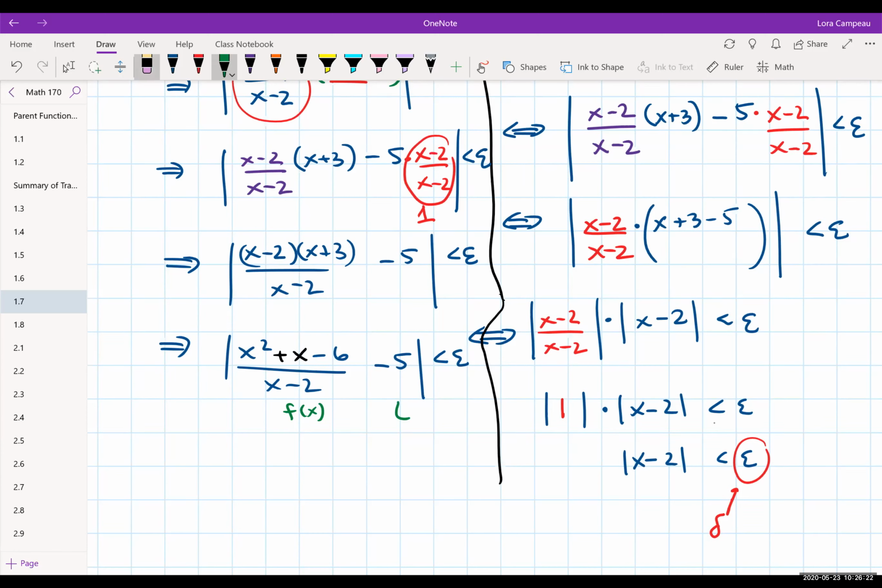So let's see if we can finally conclude. We have just shown what we were supposed to show. Final conclusion of the day, we have the limit as x approaches 2 of this function, x squared plus x minus 6 over x minus 2, is equal to 5.